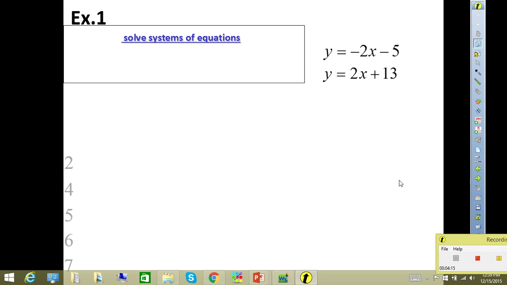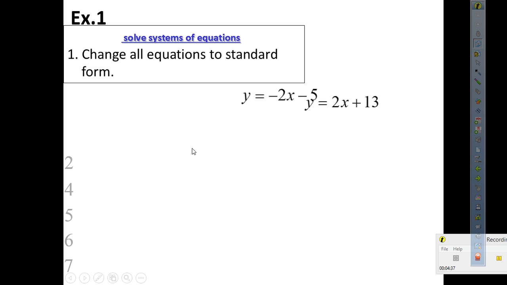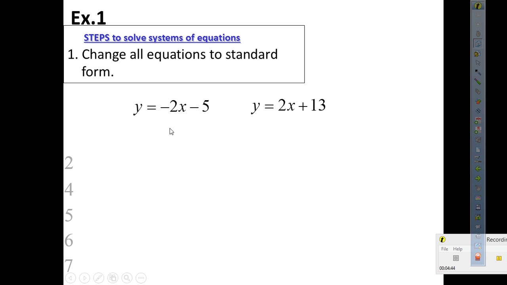Here it goes. According to our steps, our first step is what? Change. Change into standard form, which means, look at these. Are these in standard form? No, they're solved for y. They're in slope-intercept form. So I'm going to write them side by side, and I'm going to solve for standard form. So what do I do here, everyone? Substitute? Oh, wait. No. Add 2x to each side.